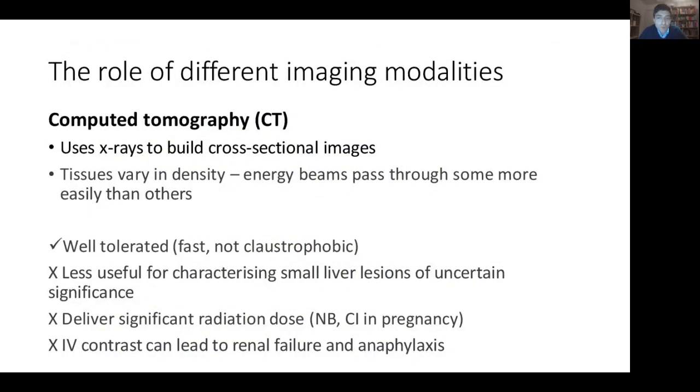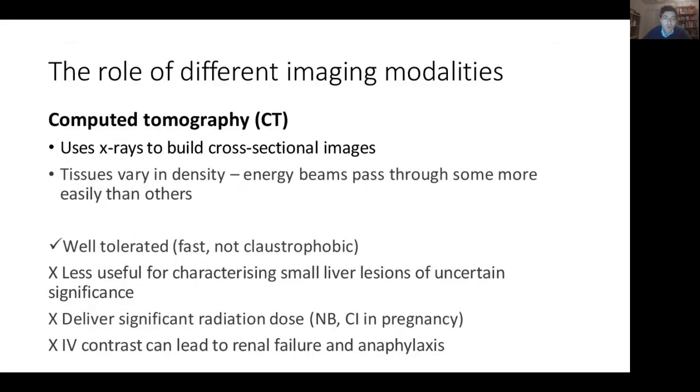There are, of course, different ways of imaging our patients. The commonest, the bread and butter of our day-to-day work, though, is the CT scan, which has now been around for several decades. It, of course, uses ionizing radiation to build cross-sectional images. It relies on tissues varying in density. So energy beams pass through some tissues more easily than others. It's quick and easy. It's cheap. A CT head without contrast might take a minute or two. A CT chest, abdomen, pelvis with contrast might take a little longer, but it's quick, it's cheap. Most patients will not feel claustrophobic in a CT scanner.